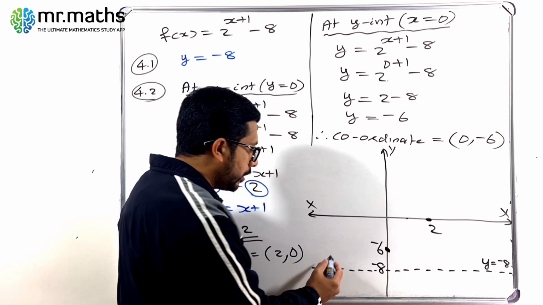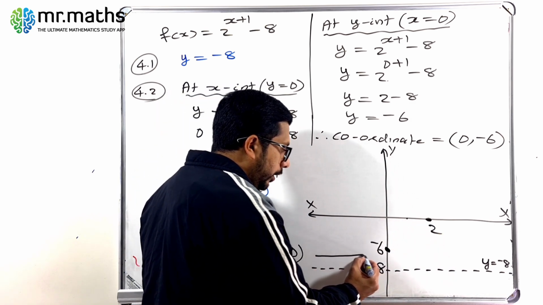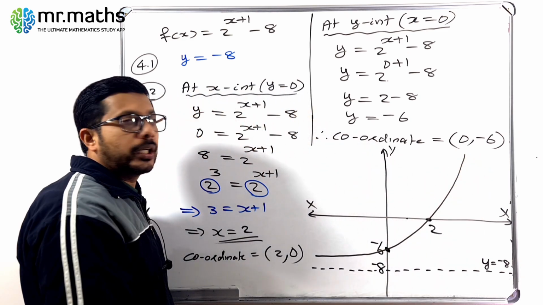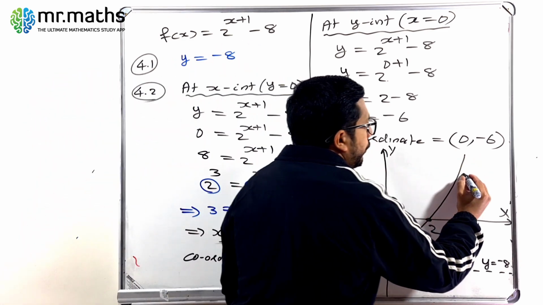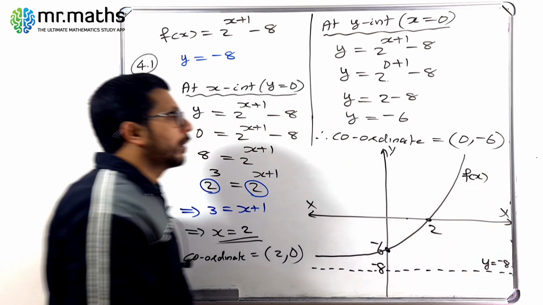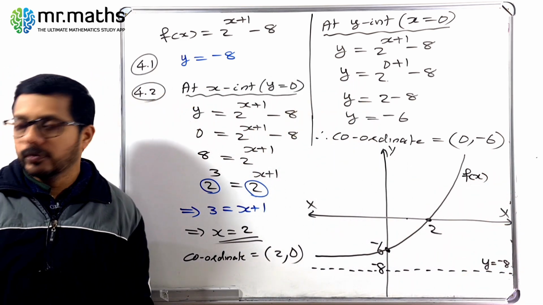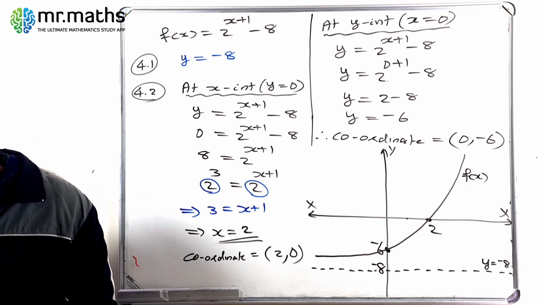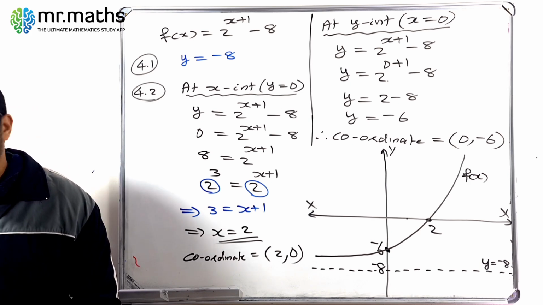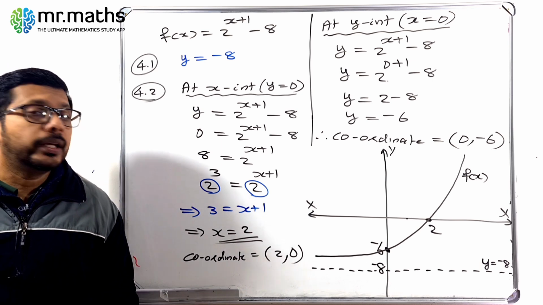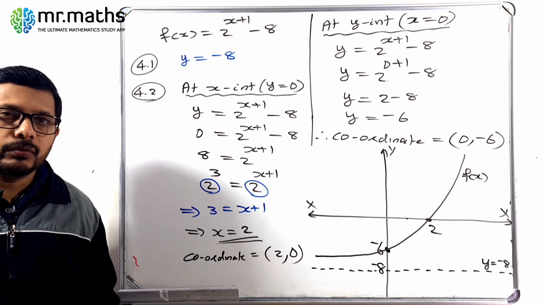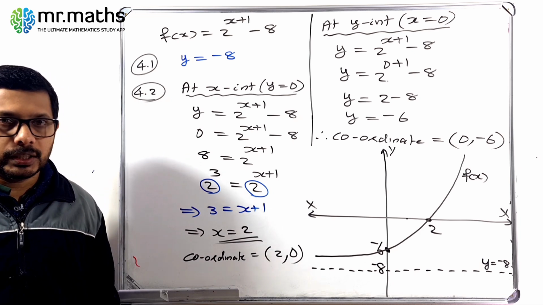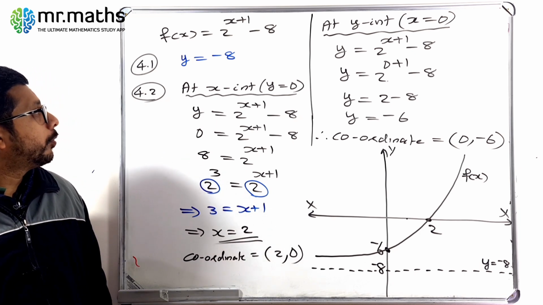Now we can draw the exponential. You know the exponential graph shape, so you connect these points, and this is our exponential graph. To draw an exponential graph, you first draw the asymptote, then you find the x-intercept and y-intercept, then you draw the graph. Okay, so that is question number 4.2.